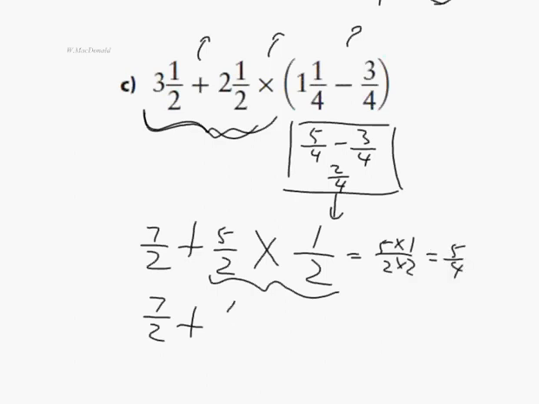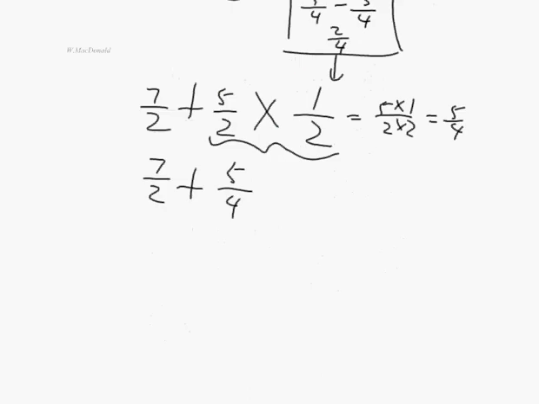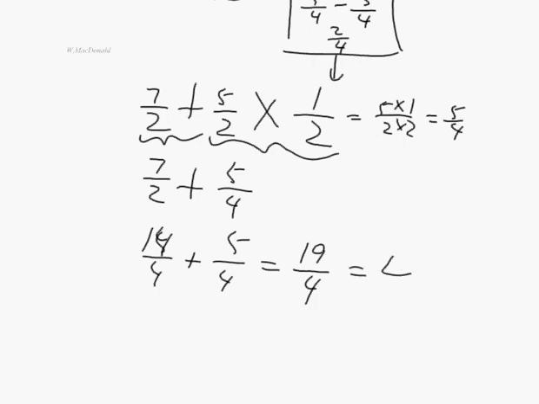So I'm going to keep that as 5 over 4. And my last step is to add them together. I just brought this down. Keep your common denominator at 4. 7/2 and 14/4 is the same fraction. So 14/4 plus 5/4 is 19/4, which is 4 and 16/4, with 3/4 left over. So that's your answer for the last one.